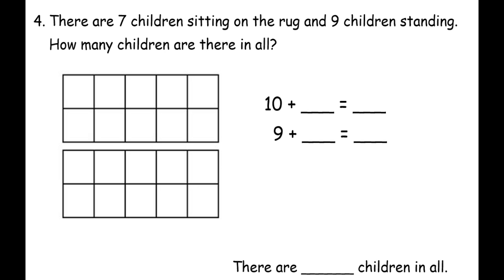And we have one more question. This one says, there are 7 children sitting on the rug and 9 children standing. How many children are there in all? So we'll start by showing the 7 children that are on the rug. That will be our top frame. Then we'll show the 9 children who are standing.